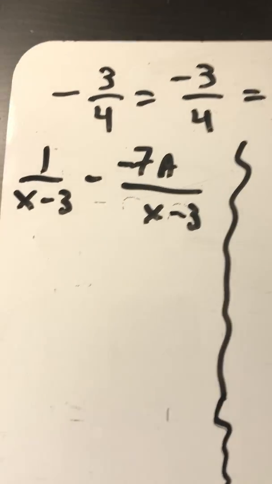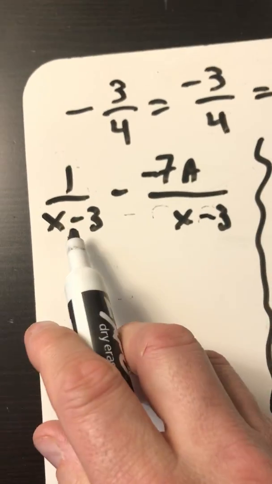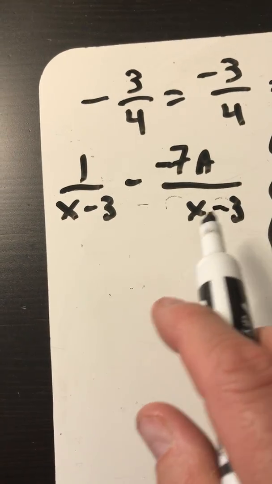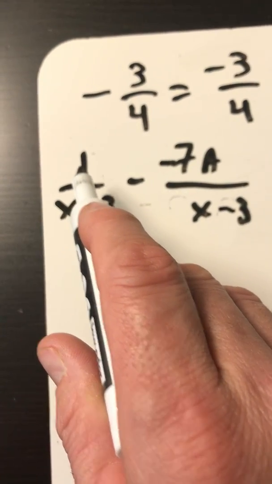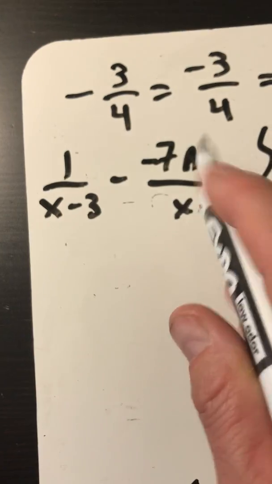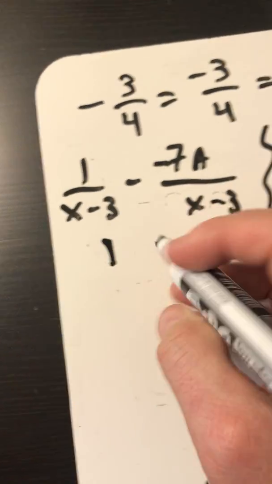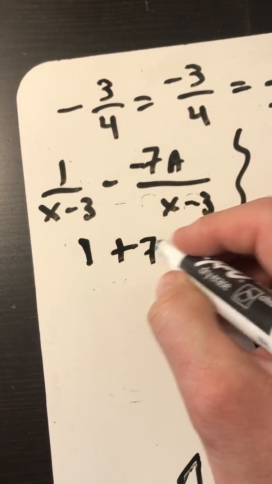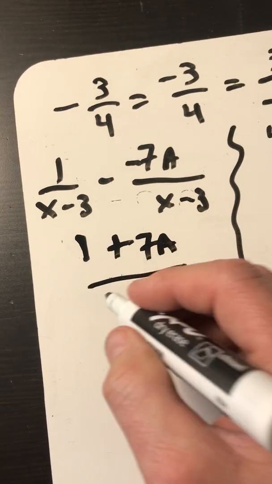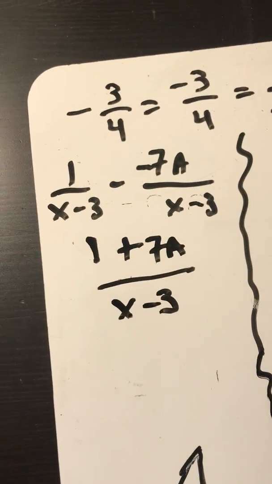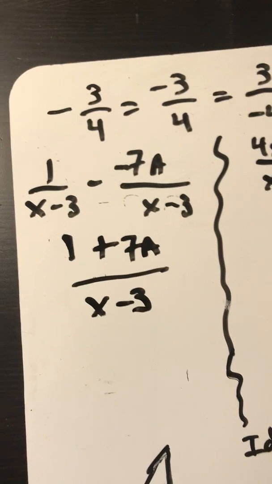You're multiplying times 1, so that they now have a common denominator of x minus 3, and now the top is 1 minus negative 7a. Well, that's 1 plus 7a all over x minus 3. And there's your answer. We have a common denominator, we added.